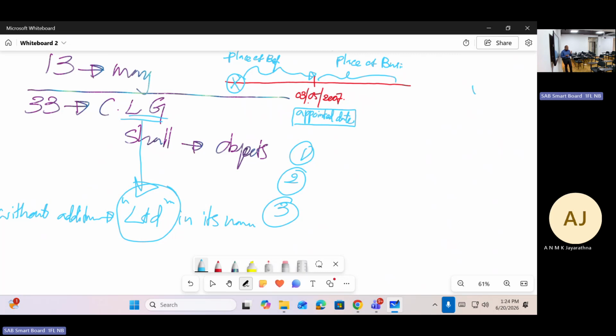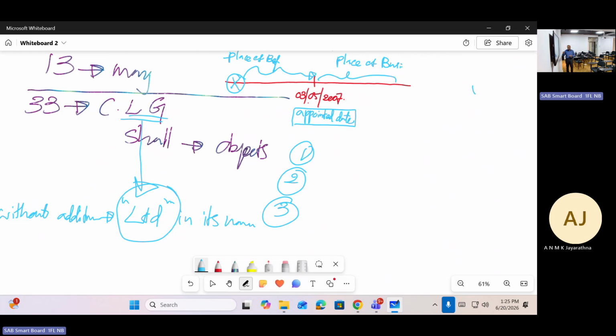But in order to grant this license, these three conditions must be fulfilled. The Registrar directs the company be registered as a limited liability company, but without addition of the word limited in its name. They need not mention the word limited in their name. This privilege is granted to a company limited by guarantee by Section 33 of the Companies Act. What are the conditions to be fulfilled? We can identify them after considering these three conditions.